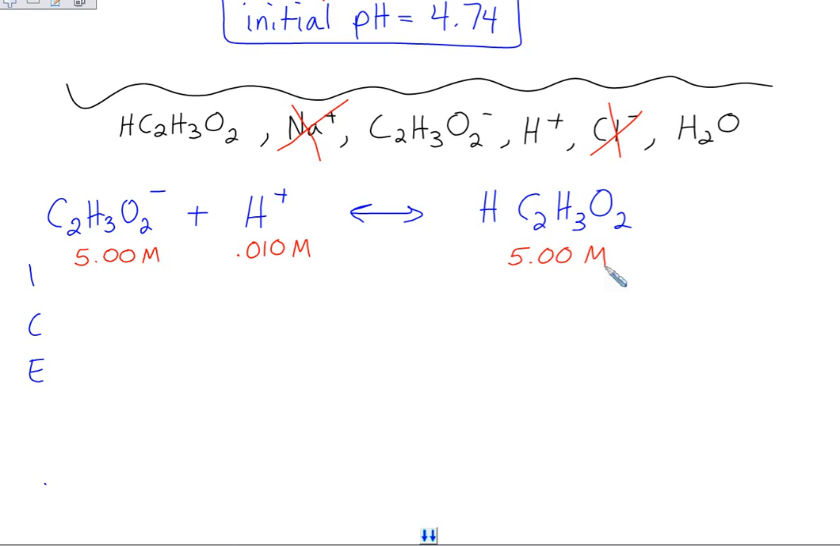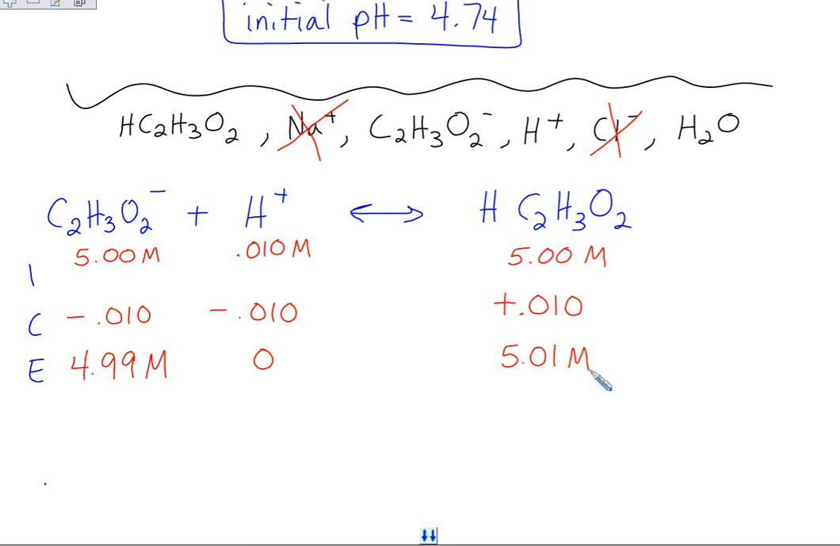All right, so the idea of a buffer is that we're going to react this as completely as possible. We want to get rid of all that strong acid hydrogen. So hopefully I can react this down to 0. At equilibrium, the strong acid's gone. And then everybody else reacts accordingly. This will go down by 0.01. So at equilibrium, I'll be looking at 4.99 molar. The products are going to go up by 0.01. At equilibrium, I'll be 5.01 molar.